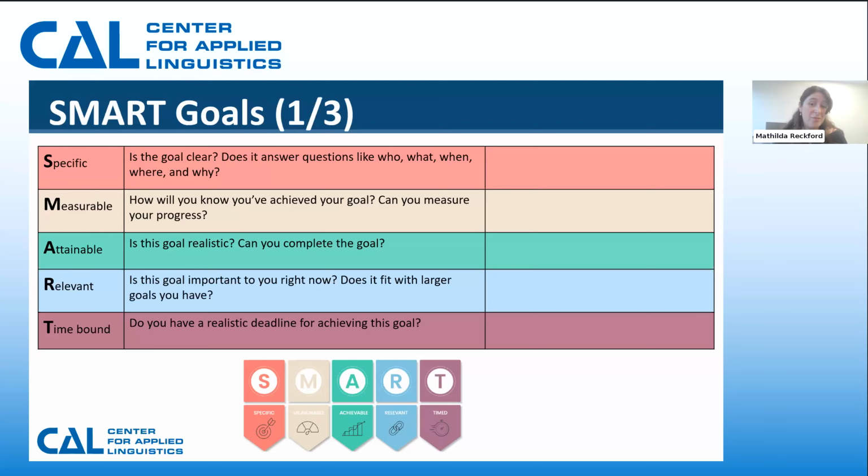Goals often need a lot of revision to become effective SMART goals. Students can set both long and short-term SMART goals. Long-term goals help keep the big picture in mind, and short-term goals can be the steps along the way.